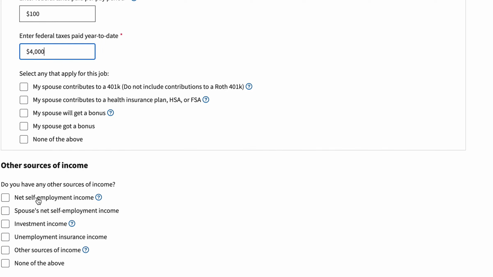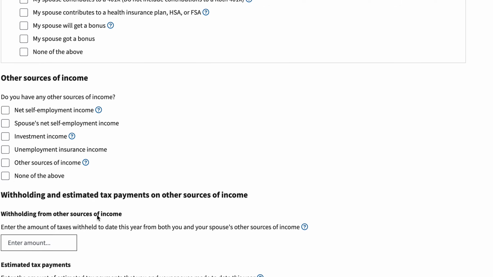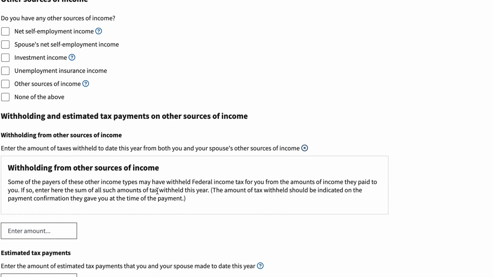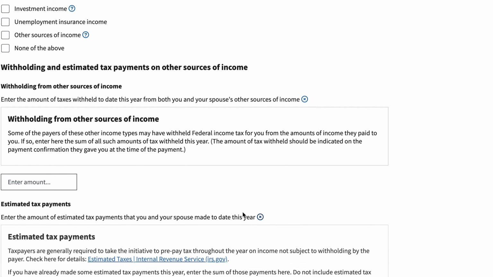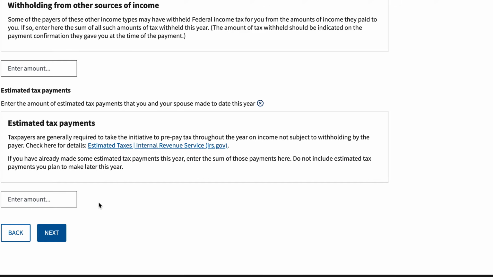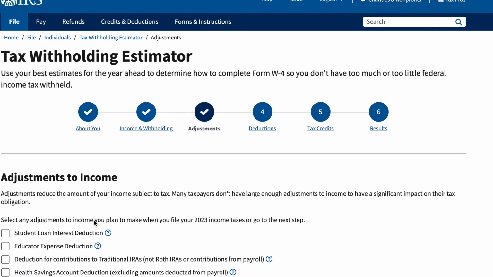Now, it asks you several questions: sources of income, withholding from other sources. So you can click on these question marks, and it might be things like, hey, some of these payers of other income types may have withheld federal income tax. Maybe you made estimated payments, which you can do directly on the IRS website. You can also send a check to the IRS with a pay voucher enclosed. So you can do either or. If you have, you would enter that amount.